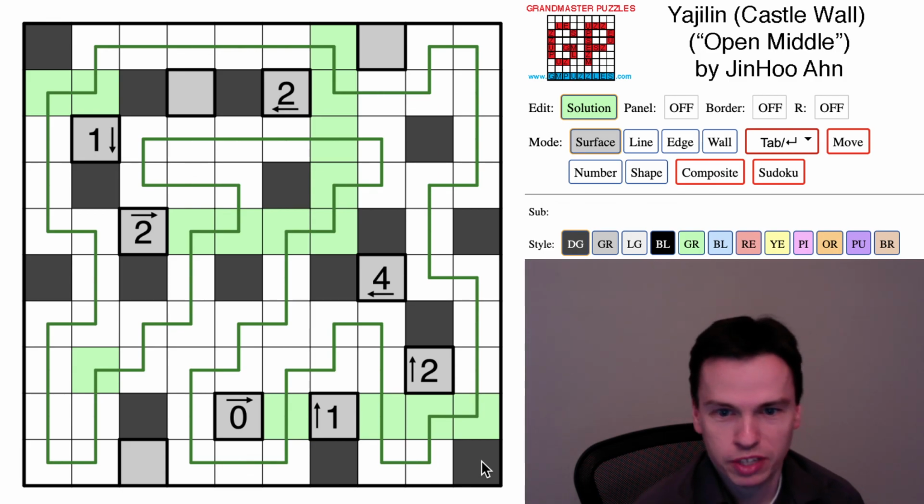And this is a trait of all the puzzles in this week, but an example of the elegance JinHoo put into all of these constructions to have pretty good solves in both directions for all the puzzles through the week.